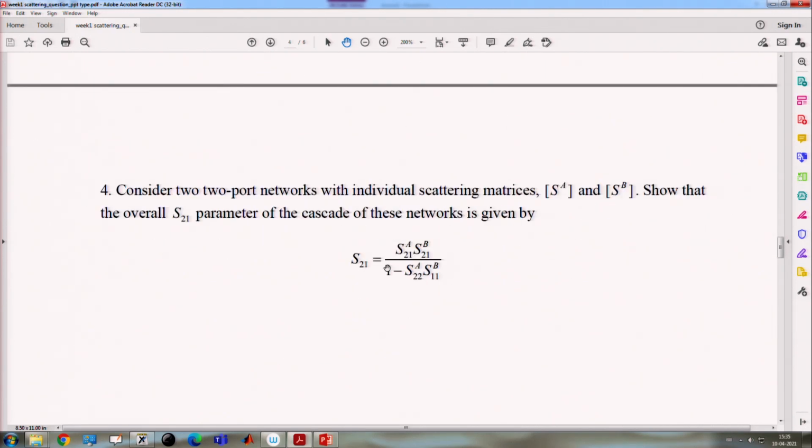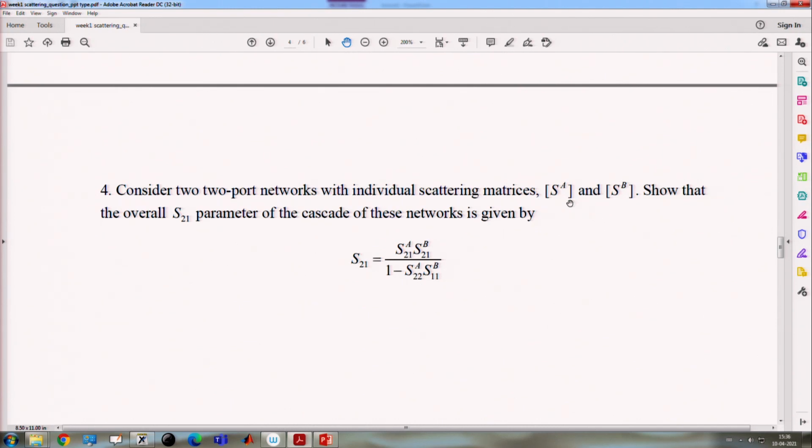So, the next problem is: consider the two-port network with individual scattering matrices SA and SB. We have to find the overall S21 parameter of the cascade of these networks, which is given by S21 equal to S21A S21B over 1 minus S22A into S11B.